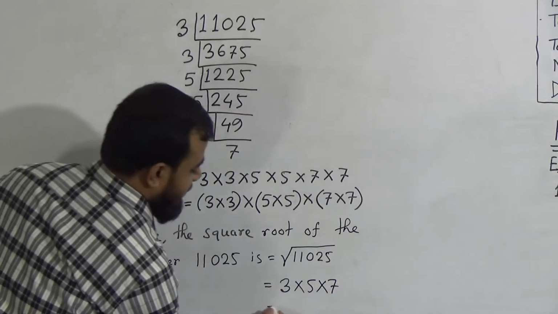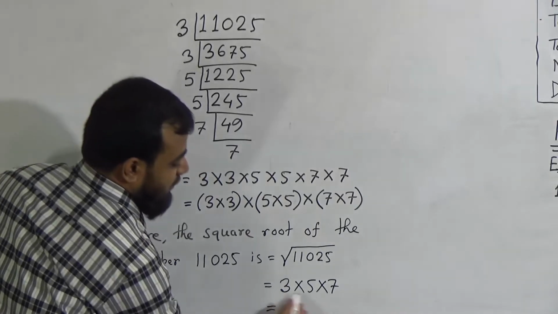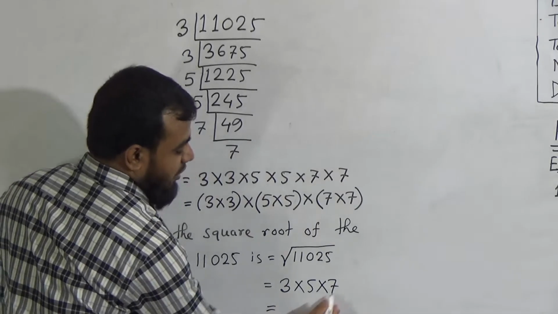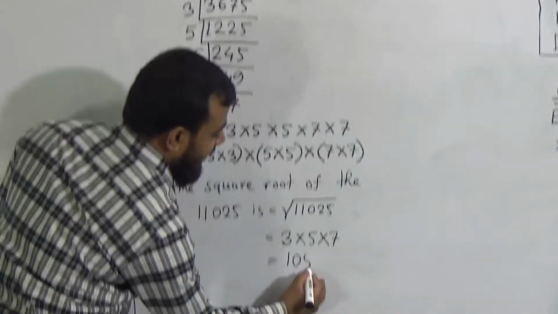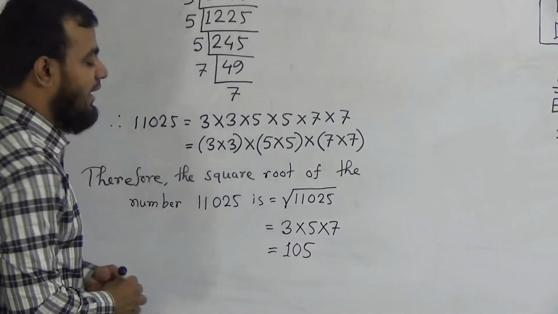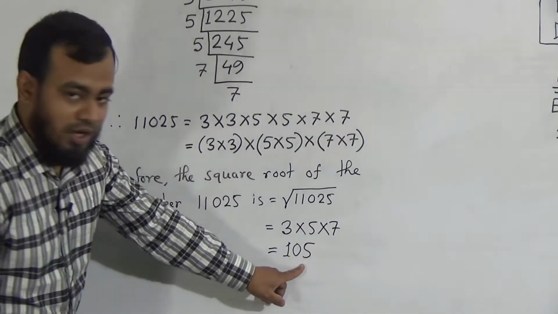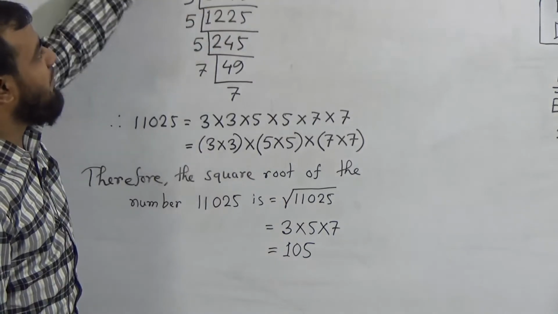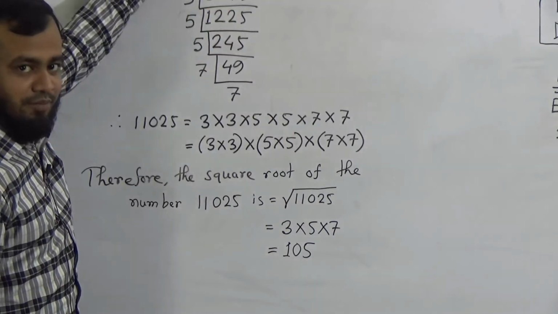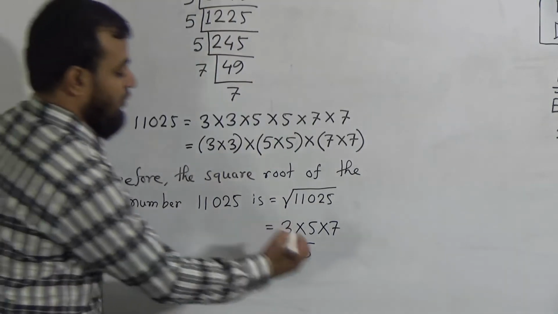We will get how much? 3 fives are 15. 15 multiplied by 7, we will get 105. That means, my dear students, 105 is the square root of the number 11,025. This is our solution. So we can write the answer here.